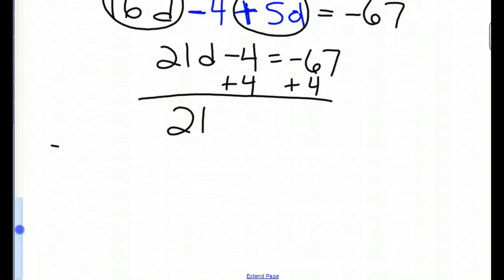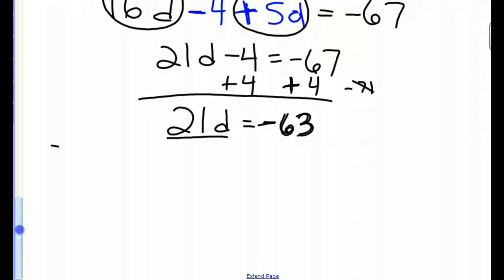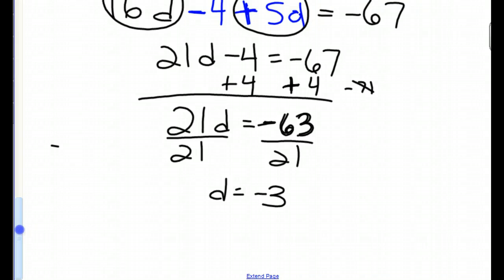We get 21D equals, now be careful here, negative 67 plus 4 is going to get us a negative 63. Don't add those together. It's not going to be negative 71. It will be negative 63. So now we divide both sides by 21, and we get D equals negative 3. It's negative because it's a negative divided by a positive. So D equals negative 3.